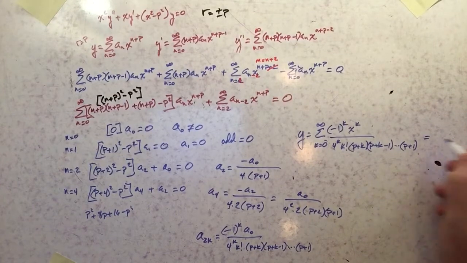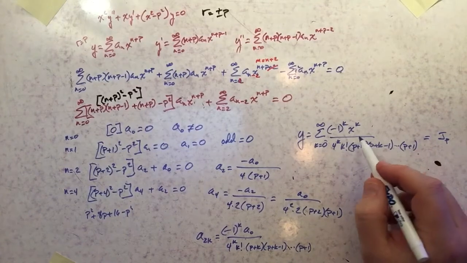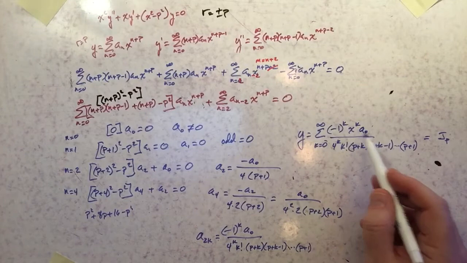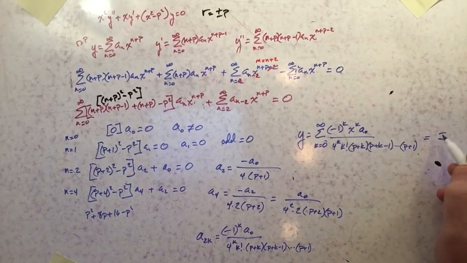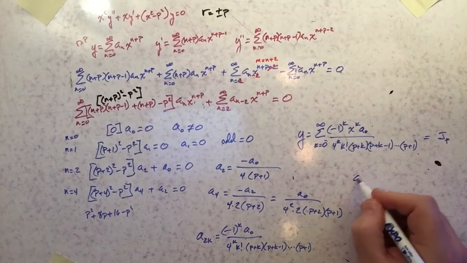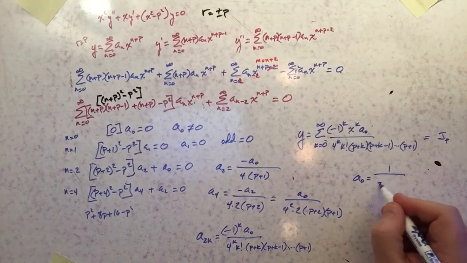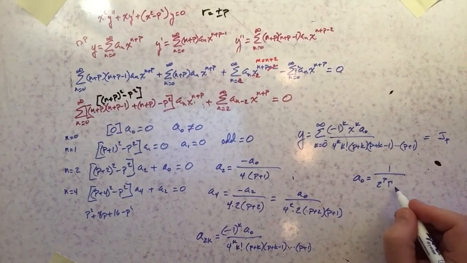Okay, and then I'd like to say that this is equal to the Bessel function for p, but it isn't quite there yet. And the reason why is we need a specific value. I'm going to put a naught back in there. We need a specific value for a naught to reduce this down to that. And that value for a naught, which will turn this into the Bessel function, is a naught needs to be equal to 1 over 2 to the p, and then the gamma function of p plus 1.